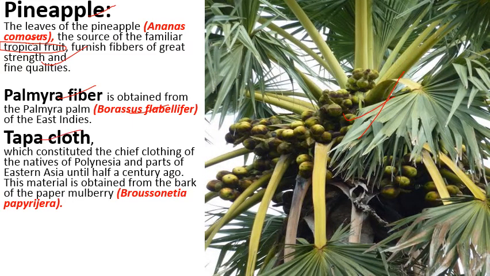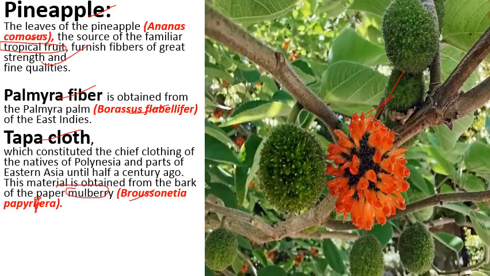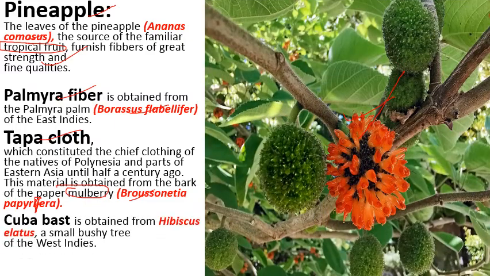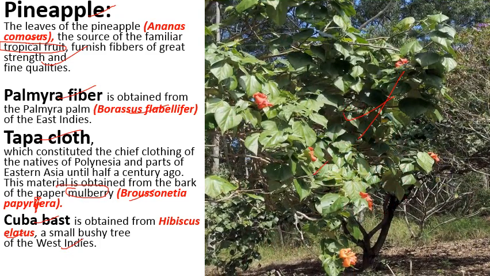Then comes tapa cloth. This tapa cloth is obtained from the plant which is a mulberry-like plant named Broussonetia papyrifera. The name of this plant is Broussonetia papyrifera, and the bark is used to produce this tapa cloth. Next comes Cuba bast. This fiber is obtained from Hibiscus elatus. This is a small bushy tree of West Indies. This is the photograph of this plant, that is Hibiscus elatus.